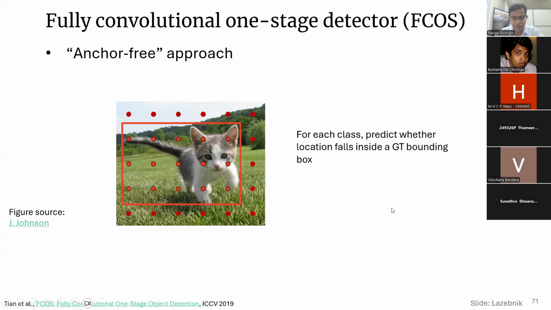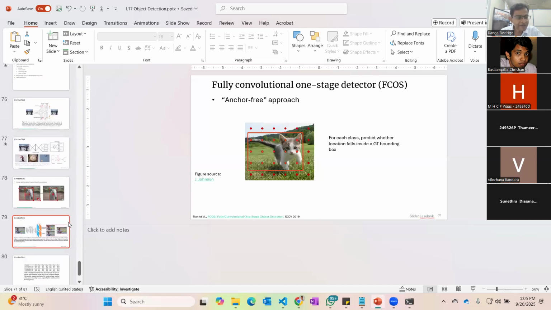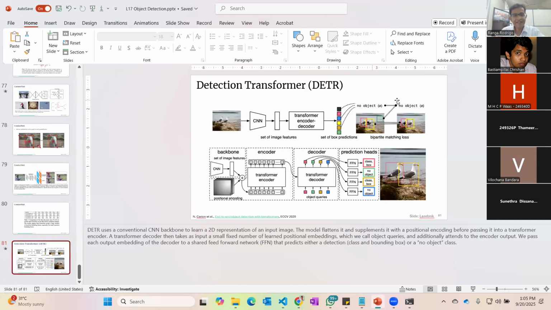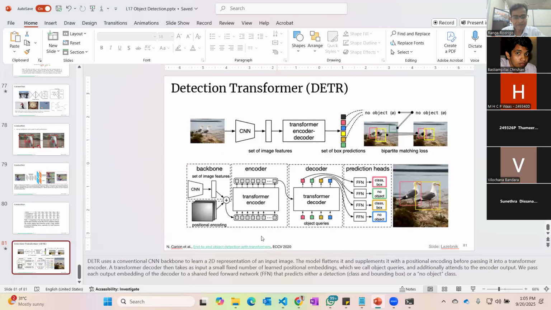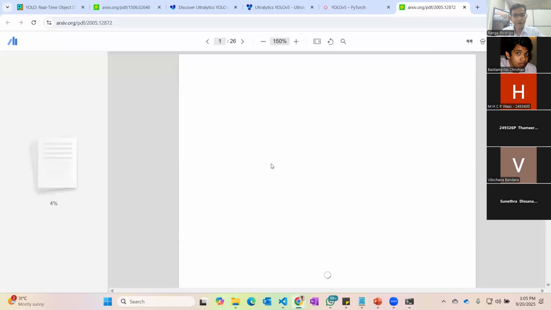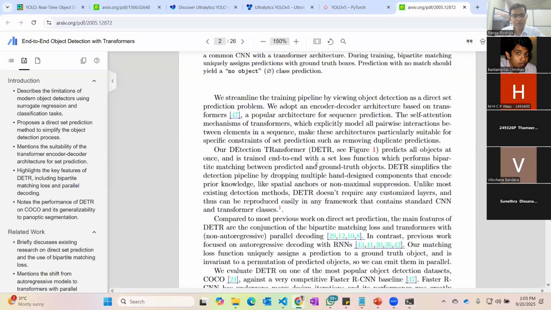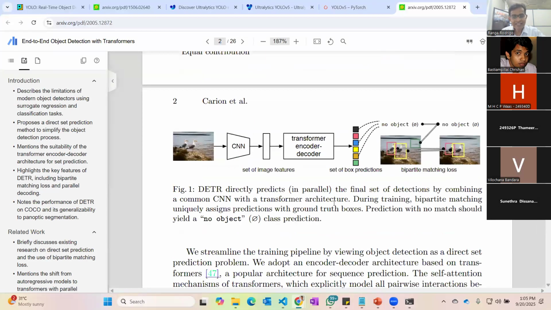But I want to show you the last one. This is the one with transformers, the detection transformer, DETR. This paper is an important paper that can be used by you also. It is end-to-end object detection with transformers. We did not study about transformers, so next time, hopefully, we will study about transformers.